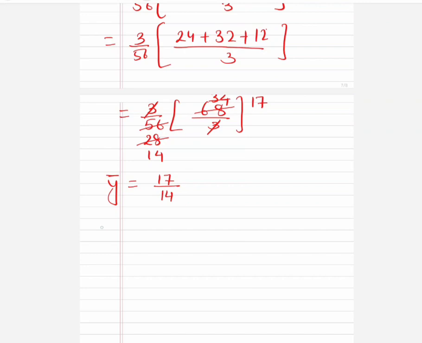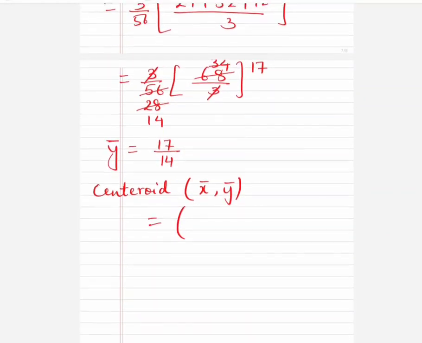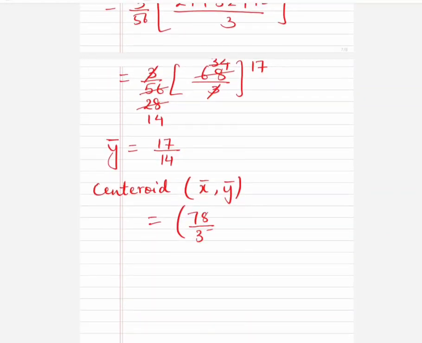Cool. So the centroid x bar y bar is equal to, so x bar we found earlier was 78 over 35 and y bar is 17 over 14. Cool, that's your answer. You can leave it in decimals. You do not have to do this whole fraction thing, right? You can use your calculator earlier and just find the answers in decimals.